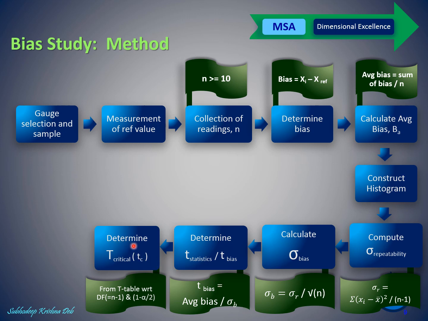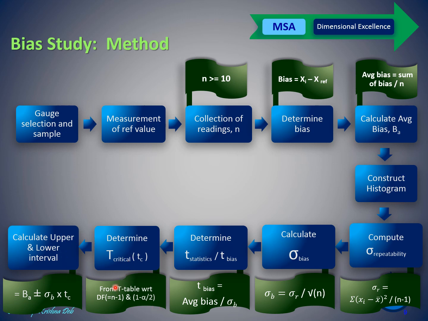Then we have to take the TC, that is the T critical, from the T table. Now the T table is again a statistical table which shows the different T critical values with respect to the degrees of freedom, which is equal to n minus 1. So here our n is 10, so the degree of freedom is 9, and it depends upon 1 minus alpha by 2. Okay, then, using all those calculated values, we have to finally compute the upper and lower interval. Now after calculating that, we have to check the acceptability of the bias. Now what are the criteria? We will come to this in the next slide.